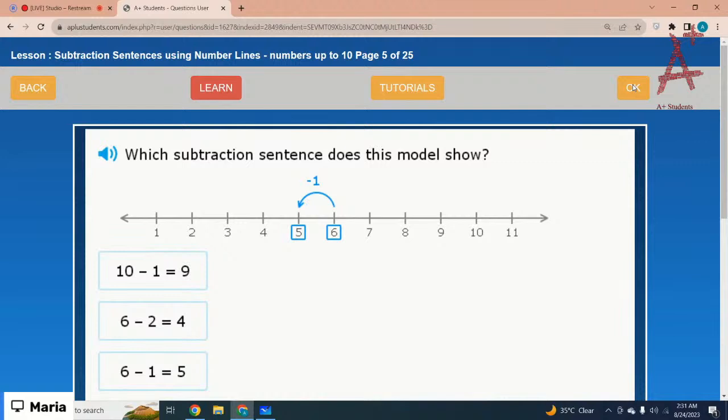Okay, the next one is, which subtraction sentence does this model show? So you started with 6, you go back 1, and you are left with 5. That means 6 take away 1 equals 5. That would be option number C is the correct option, right?